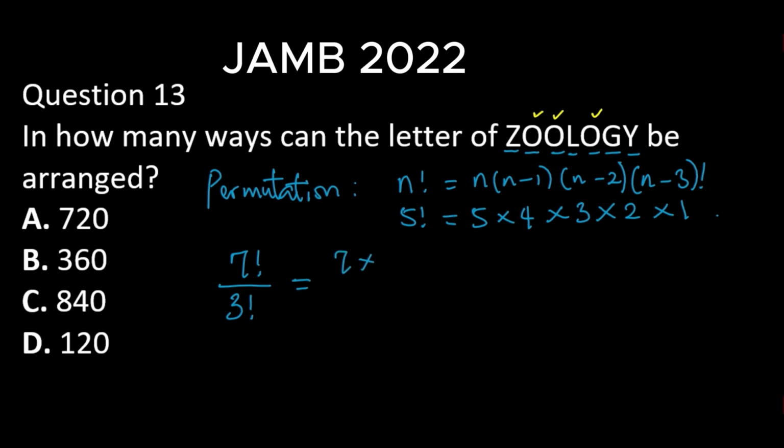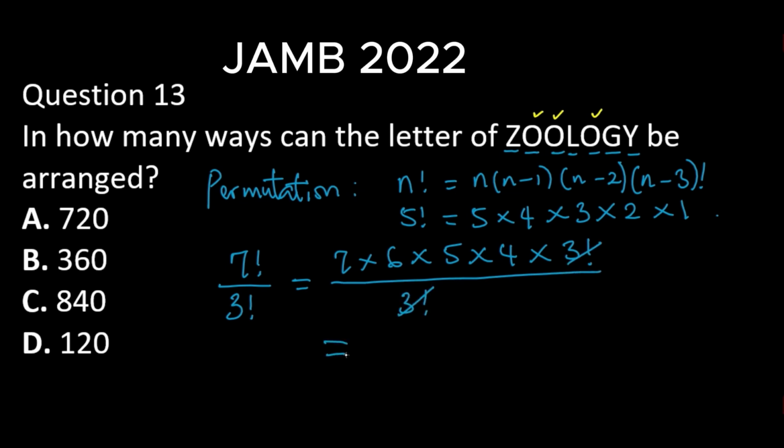So in this case now, we have 7 factorial. 7 times 6 times 5 times 4 times 3 factorial, which is the same thing as 3 times 2 times 1, divided by 3 factorial. So 3 factorial cancels 3 factorial. So we have 7 times 6 times 5 times 4, which will give you 840. So we have option C as the answer.